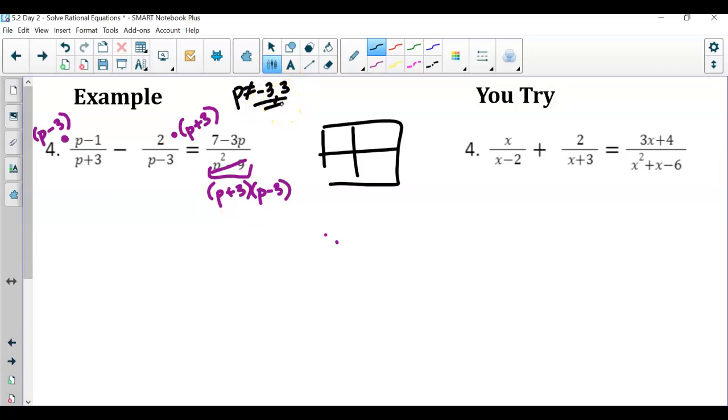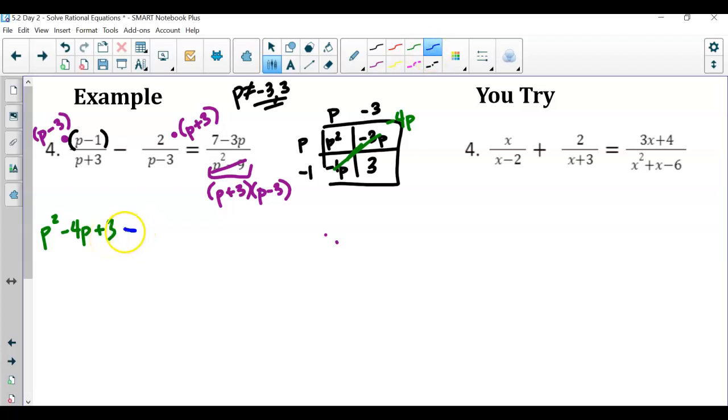That's your extraneous. Now I'm going to continue and do FOIL, or here I'll set up the box method. So p minus 3 times p minus 1: p squared, negative 3p, negative 1p, and positive 3. When you combine negative 3p plus negative 1p, now you have negative 4p. So that first portion is p squared minus 4p plus 3.